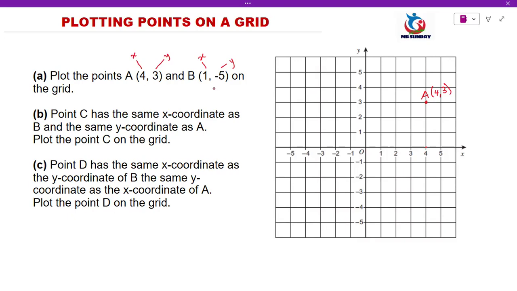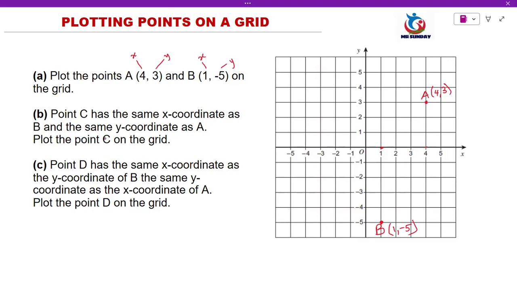And it says point B is 1, negative 5. So the 1 is on the x-axis. So we have a point 1 here, and negative 5 is down here. So where they intersect, you trace it all the way down. So this point here is point B, 1 and negative 5. So you just say this is point B, and if you want to still indicate, you can just say 1, negative 5.